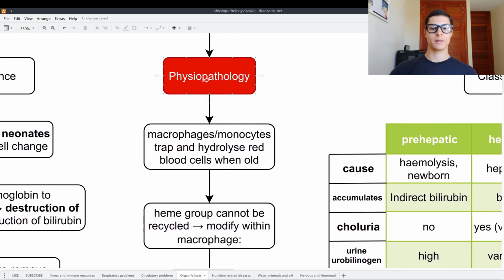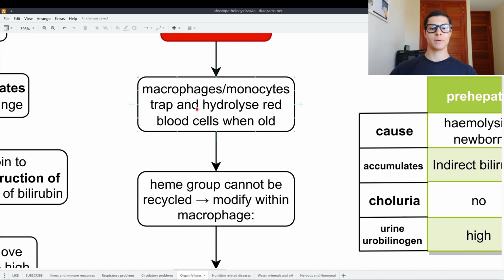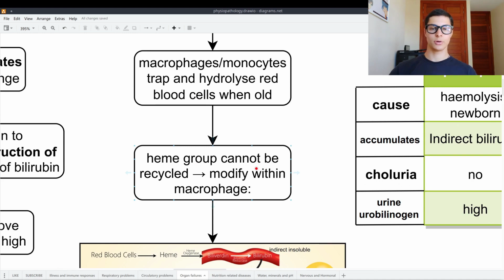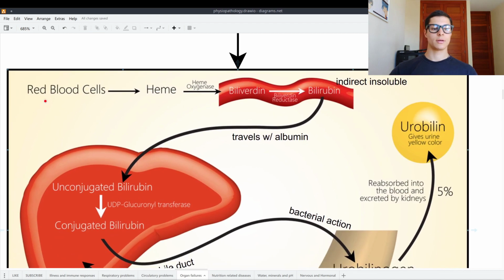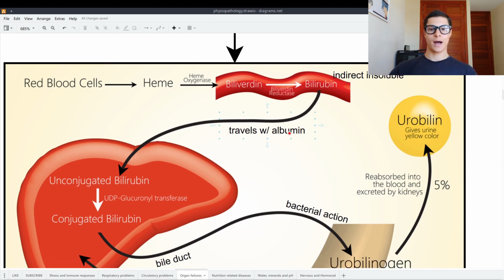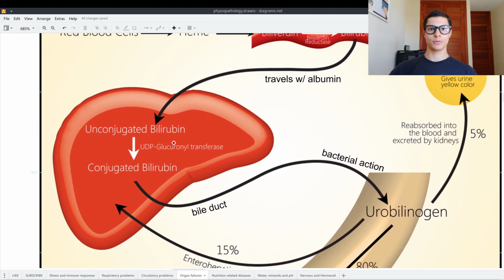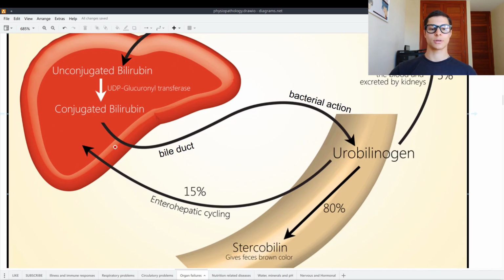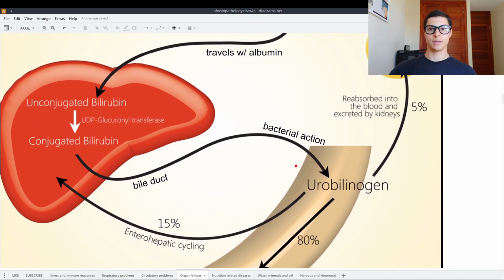Now let's take a look at the physiopathology. So the macrophages and monocytes trap and hydrolyze the red blood cells when they are old. The heme group, though, inside of the hemoglobin cannot be recycled, and we have to modify it inside the monocyte. So as you can see here, red blood cells, the heme group inside the monocyte gets converted into biliverdin. The biliverdin gets converted into bilirubin, which is an indirect bilirubin, the toxic one, and insoluble. The indirect bilirubin travels with albumin to reach the liver. Here it is bound to the glucuronic acid to create the direct bilirubin, the conjugated one, which is secreted through the bile duct and reaches the intestine.